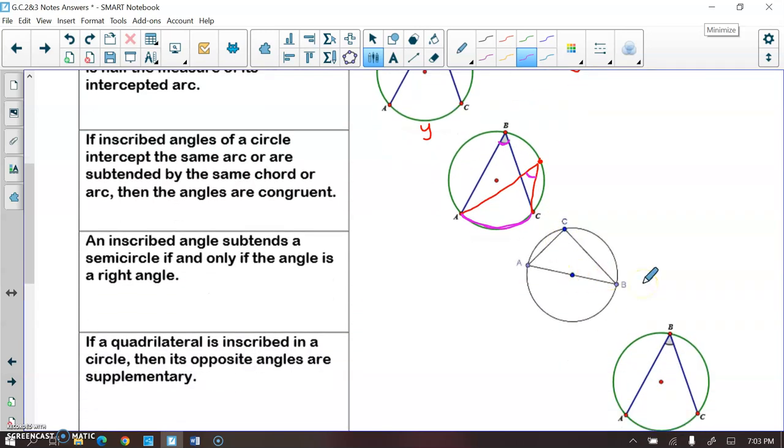If an inscribed angle subtends a semicircle, then the angle is a right angle. What that means is if we have an inscribed angle like this one here, and it's spanning across a semicircle, which this one is, then that inscribed angle would be a right angle. It makes sense because a semicircle is 180 degrees and an inscribed angle is half the measure of the arc. So half of 180 degrees is 90 degrees.